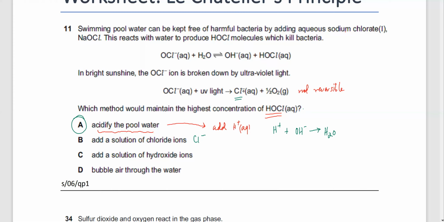And if you add a solution of hydroxide ions, the concentration of OH- ions would increase. The equilibrium would try to decrease OH- ions, so it's going to favor the backward reaction. And in that way, even HOCl would decrease. And bubble air through water, air contains oxygen gas. So bubbling air through water would probably not affect anything because it's again not an equilibrium reaction.